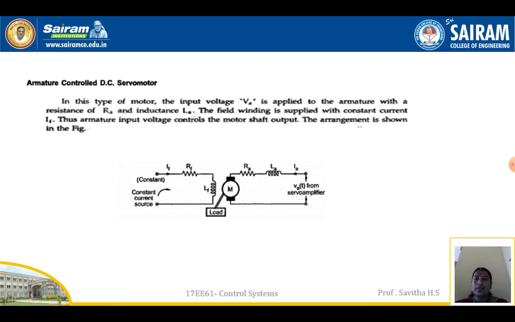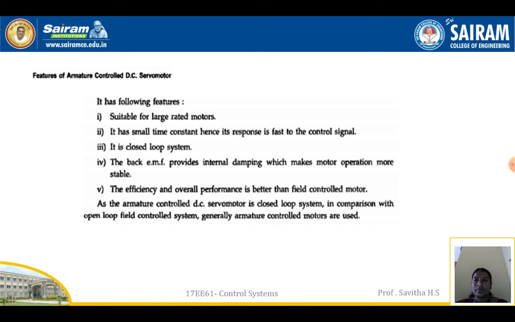Armature control DC motor. In this type of motor, the input voltage VA is applied to the armature with a resistance of RA and the inductance LA. The field winding is supplied with a constant current IF. Thus, the armature input voltage controls the motor shaft output. The arrangement is as shown in the figure.